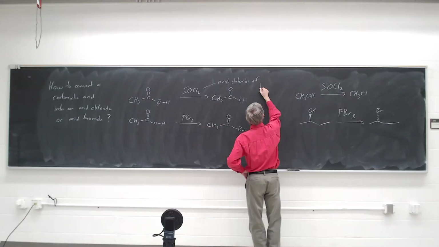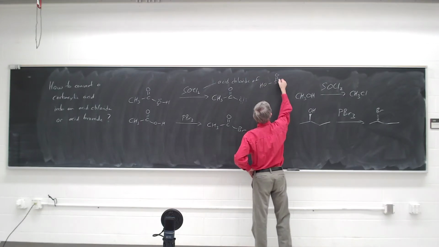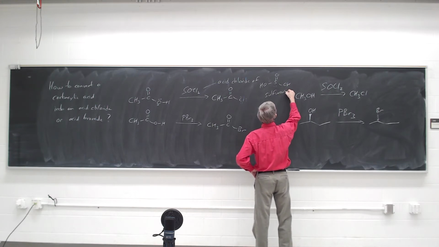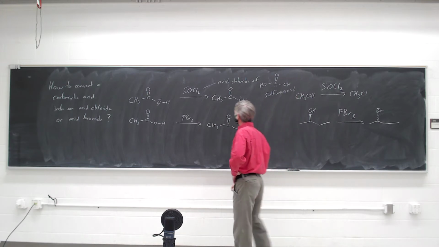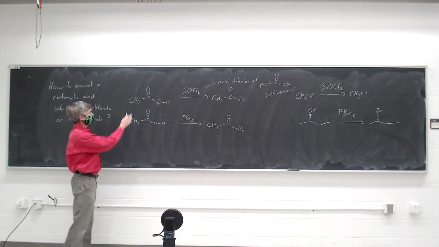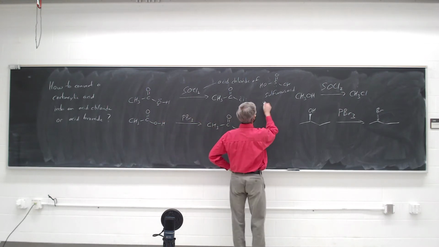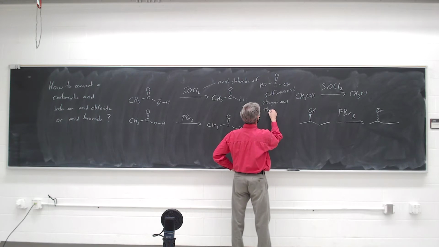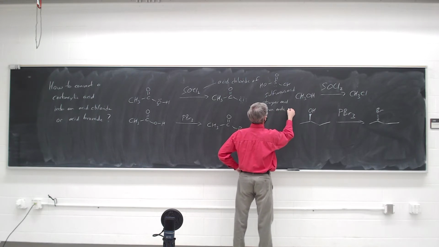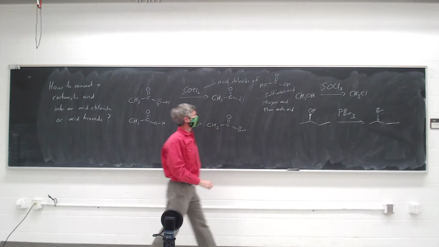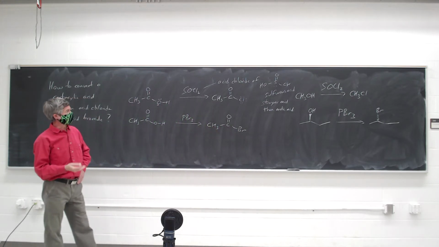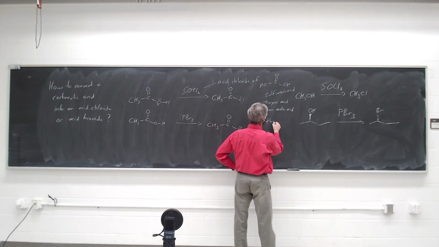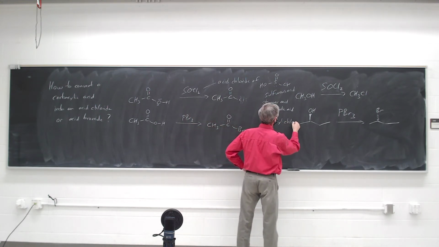This is the acid chloride of sulfurous acid. Sulfurous acid is a stronger acid than acetic acid. The same thing that makes sulfurous acid a stronger acid than acetic acid makes thionyl chloride a more reactive acid chloride.